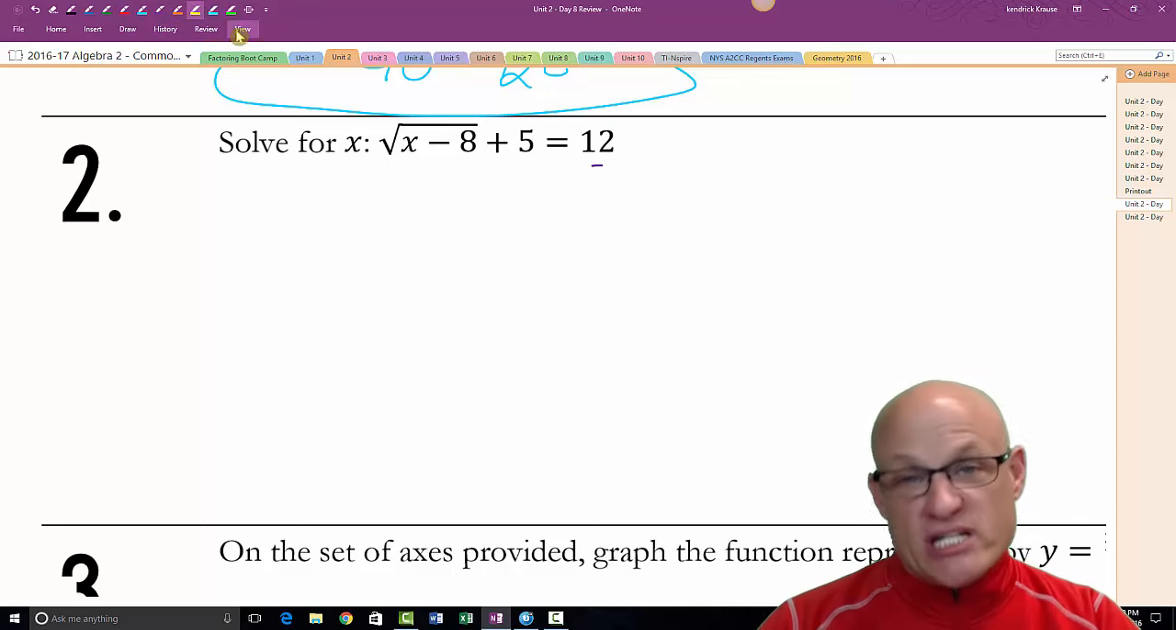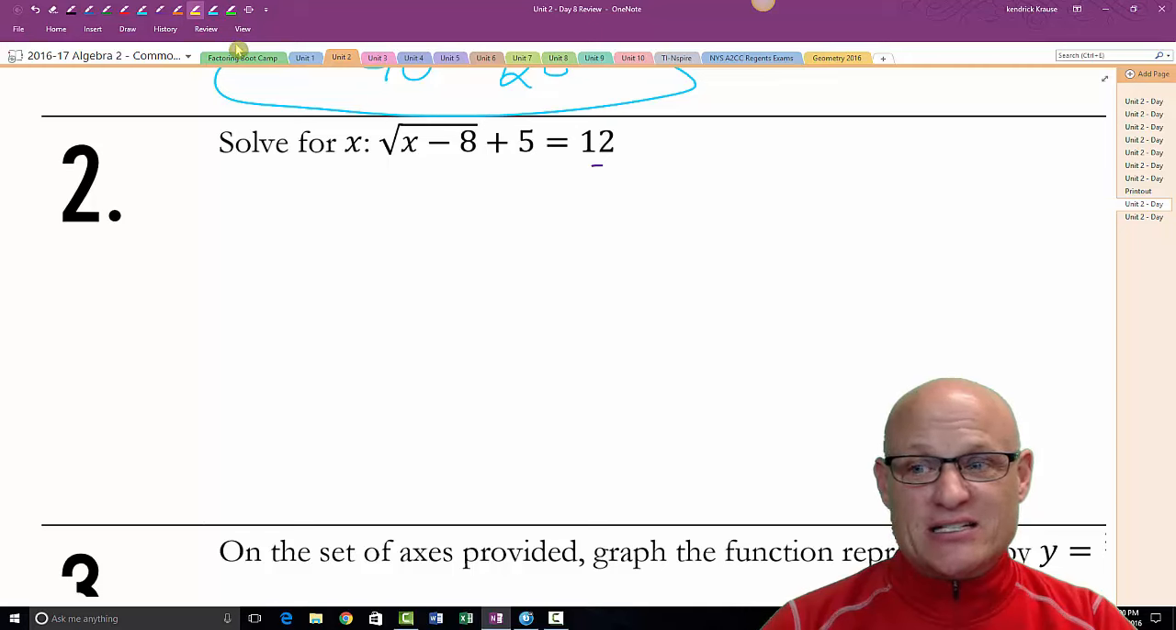So what we have to do here, because it's a radical equation, is get the weird thing alone.